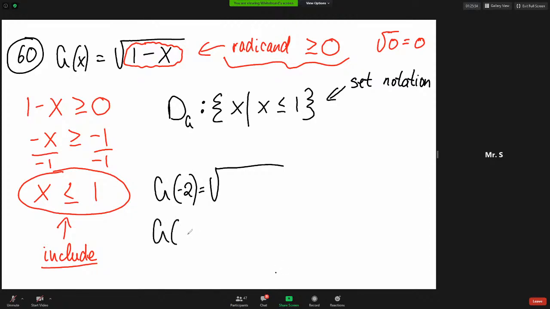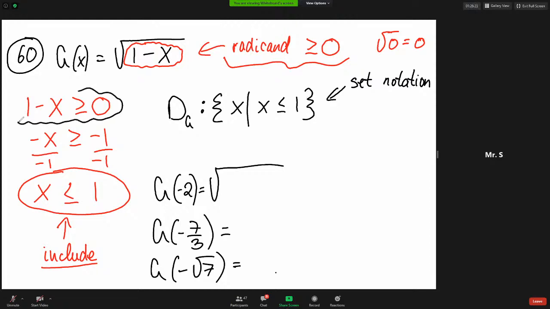Or if I plug in g of negative 7/3, I'm perfectly fine. Or if I plug in g of negative square root of 7, I'm perfectly fine. All of these will be well defined real values, as long as your input is less than or equal to 1. We never say that it has to be an integer, nor do we ever say that the input has to be positive, right? We said that this is what defines the input, that the radicand 1 minus x has to be greater than or equal to 0, and everything else comes from there.